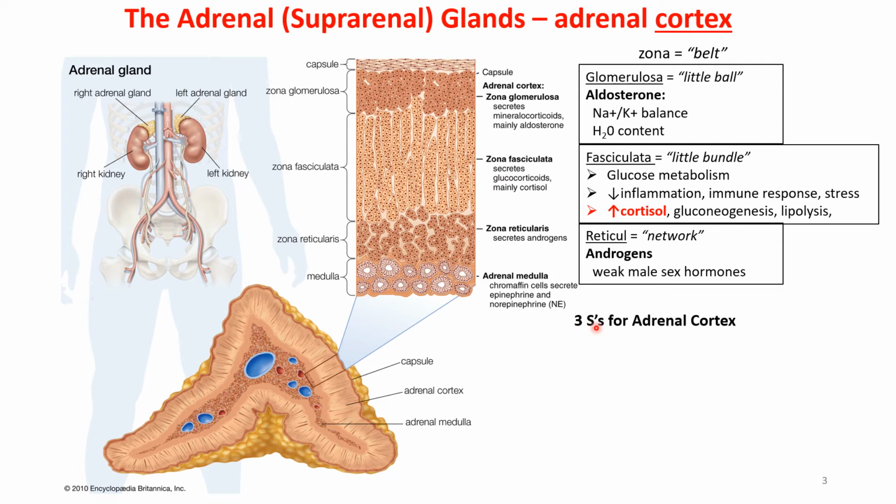The way I can keep these things organized in my head is I think of the 3 S's for the adrenal cortex. And those 3 S's are going to be salts up here, stress in the middle, and sex down in the bottom. Salt, stress, and sex. Salt for aldosterone, stress for the cortisol, and sex for the male sex hormones. That's going to be taking care of our adrenal cortex. Then we get down into the adrenal medulla, and that's going to be this middle section in here, and we're going to look at that next.